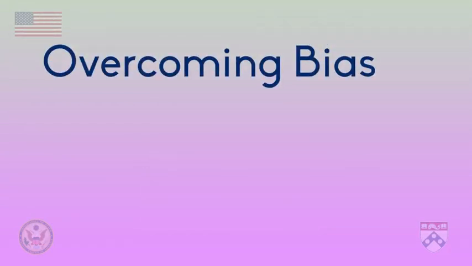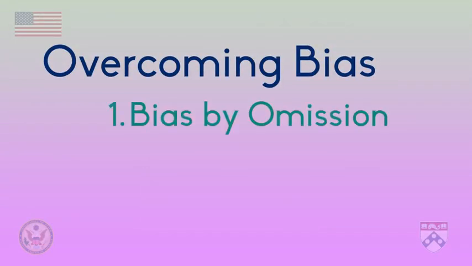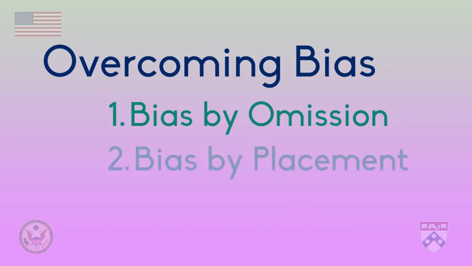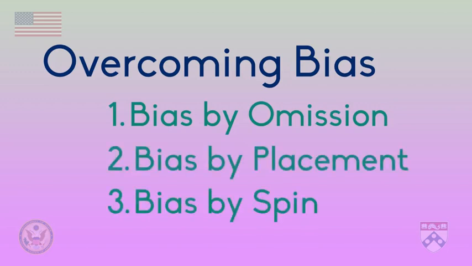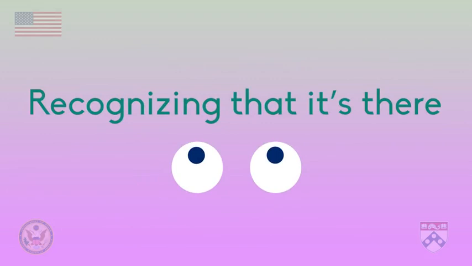Hello. In this video, we're going to talk about how you can use media literacy skills to overcome the types of bias we've discussed in this unit. Bias by omission, bias by placement, and bias by spin. The first step in overcoming any of these types of bias is simply recognizing that it's there. I encourage you to review the videos from earlier in this unit to help you do this.